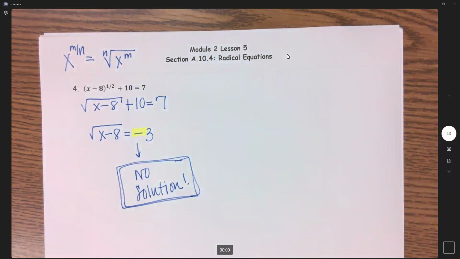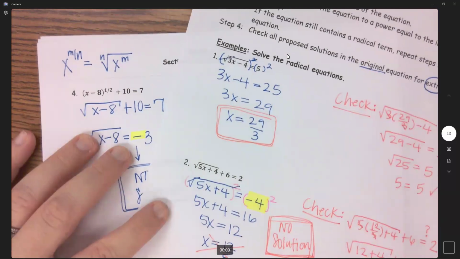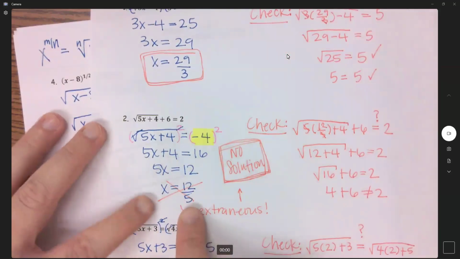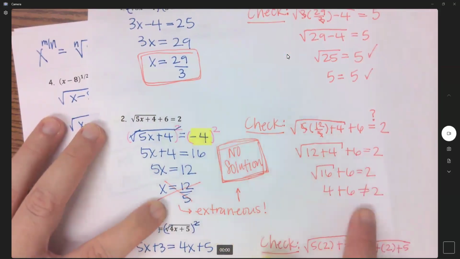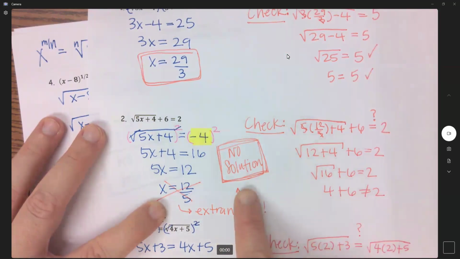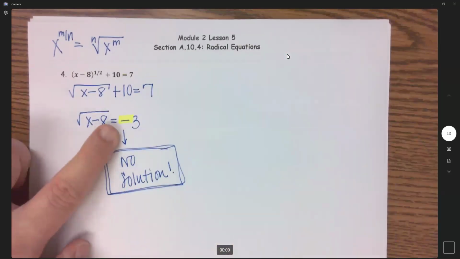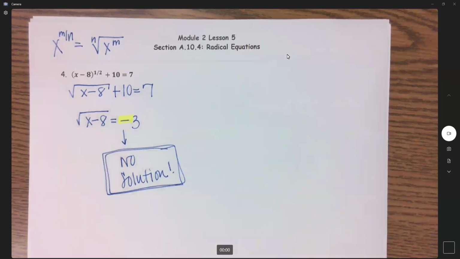If you don't recognize it, you're going to do exactly what we did on problem 2 here. You're going to work it out and get to your answer. And when you plug it in, you're going to realize it doesn't work. And so then you're going to know it's no solution. But if you can recognize when this square root equals a negative number, I can stop. That's going to be a no solution.